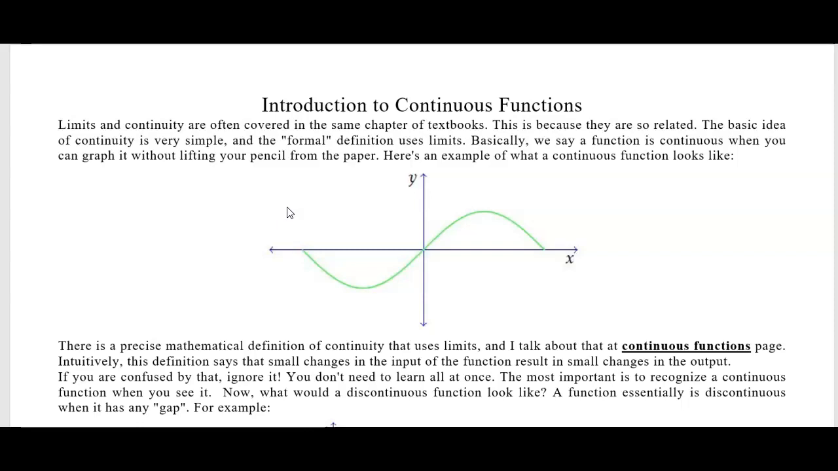Talking about limits. And limits and continuity go hand in hand. A continuous function is going to be a function that has no breaks in its shape. So this is a continuous curve. Anybody know what this is the curve of?